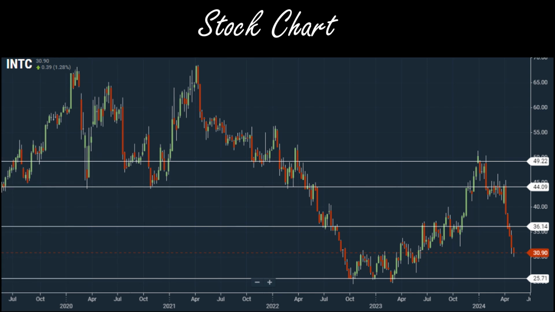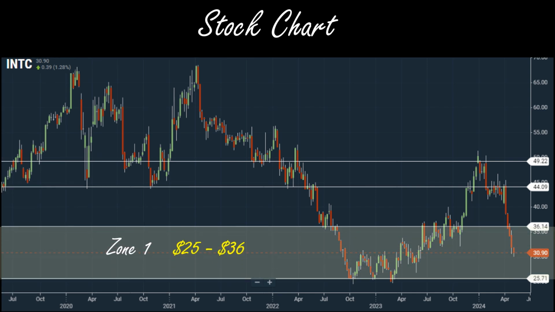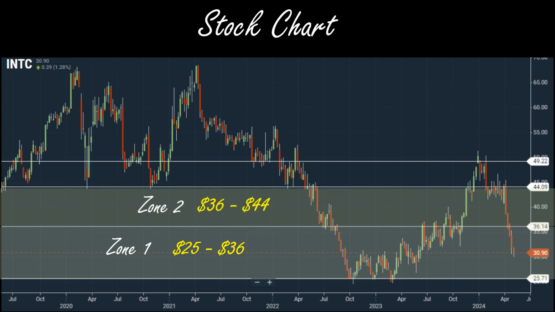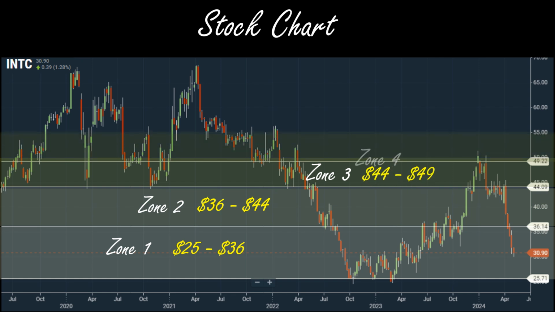In this next section, we're going to split the chart into different zones. Our first zone is the market bottom for Intel, which we currently seem to be in, which is about $25 to $36. Then we come to zone 2, which is between $36 and $44. And then that brings us to zone 3, which is between $44 and $49. And finally, zone 4 is our potential exit strategy when the company becomes overvalued, and this is a target price of over $49.